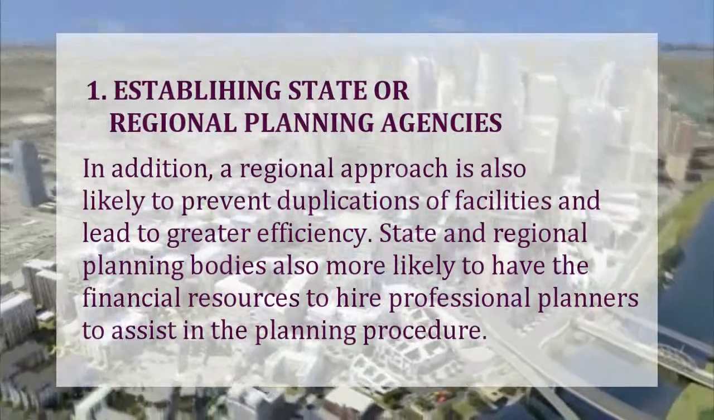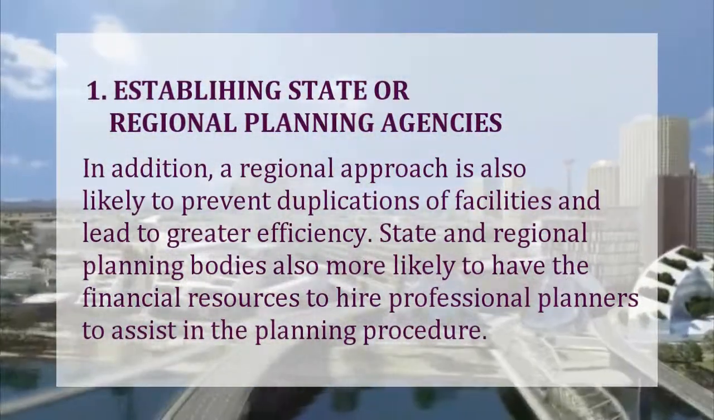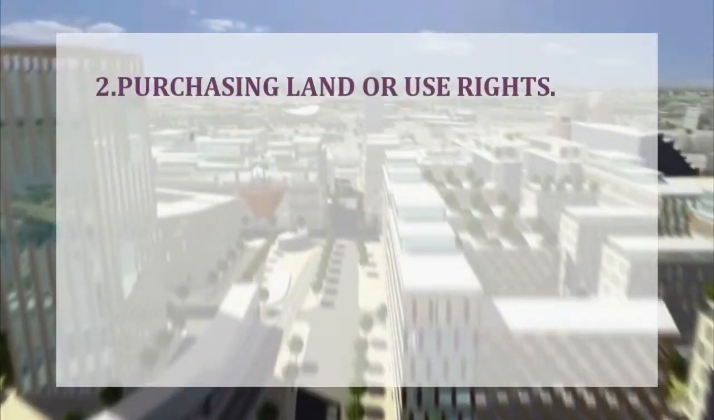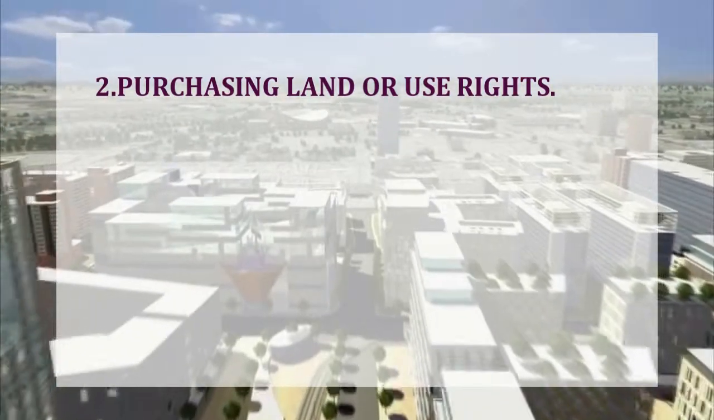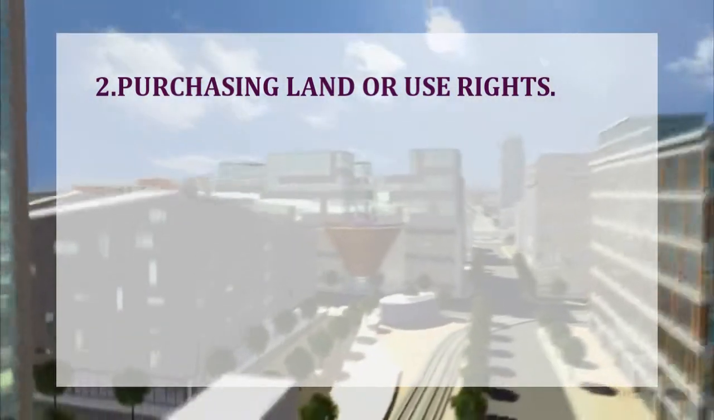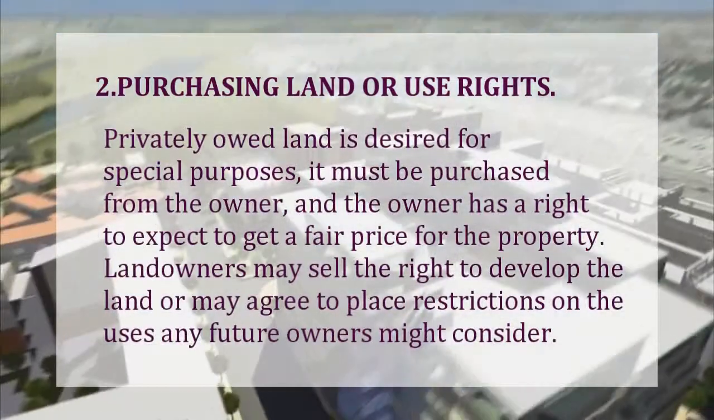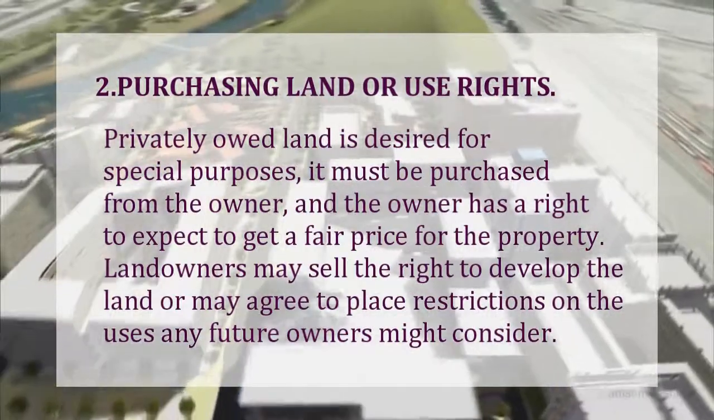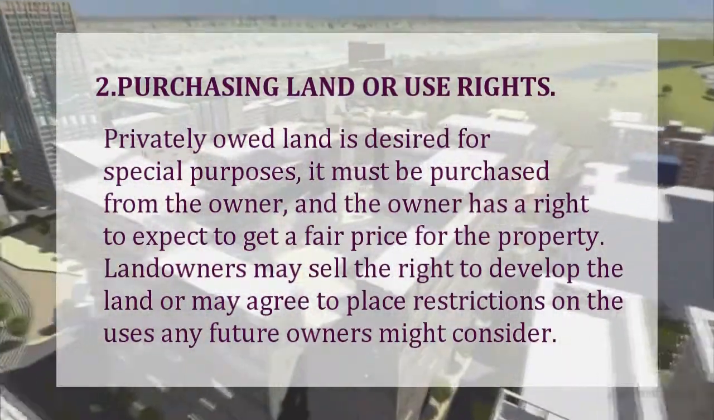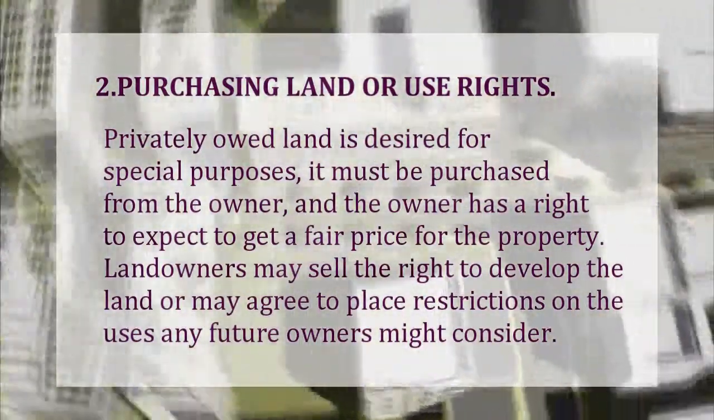State and regional planning bodies are also more likely to have the financial resources to hire professional planners to assist in the planning procedure. Purchasing land or use rights. If privately owned land is desired for special purposes, it must be purchased from the owner, and the owner has a right to expect to get a fair price for the property. Landowners may sell the right to develop the land, or may agree to place restrictions on the uses any future owners might consider.